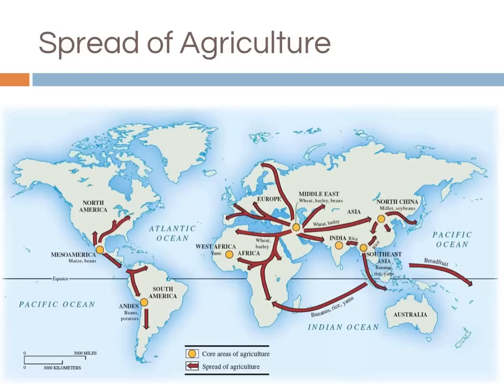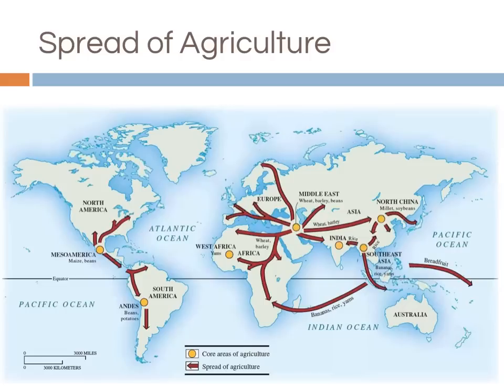So this map shows you how agriculture most likely spread. It most likely developed in the Middle East with plants that already grew wild there, like wheat, barley, and beans, and then diffused as people moved around. You can see throughout Europe, throughout Africa, Asia, Southeast Asia, all different places. And you can see on this map, it tells you the different plants that were domesticated in different places. Those were things that were already growing wild there. So like Southeast Asia, bananas and rice were already growing there, and people learned how to grow them themselves.